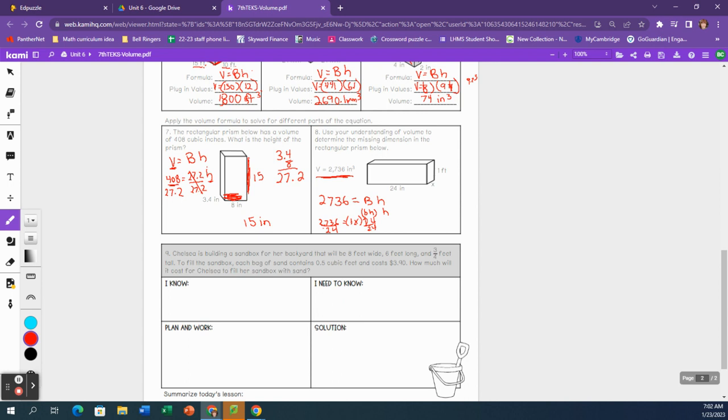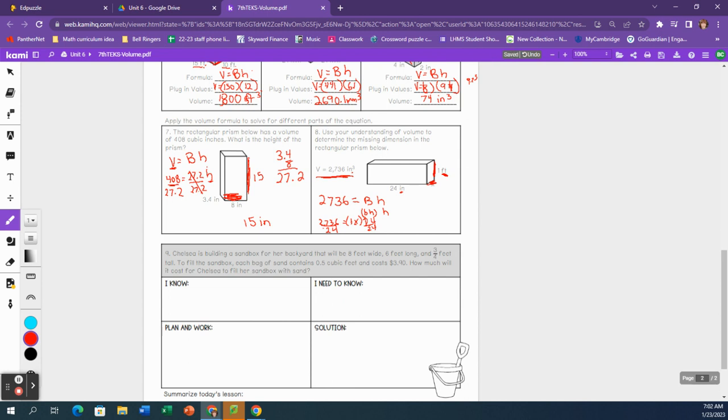That doesn't work right. Let's see. Okay, so we want to do this times this. That would give us our big B. Oh, this was tricky. This is feet, and this is in inches. So we need to change this. Do you guys know how many inches are in a foot?